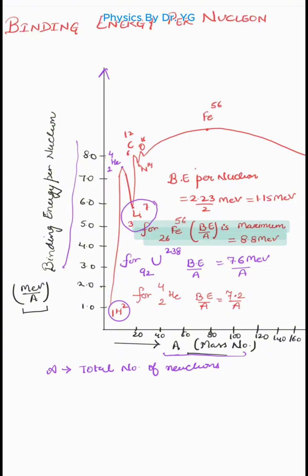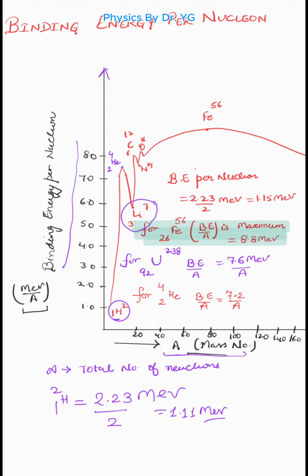in the nuclei. Like in this case of deuteron, it is 1H2. The binding energy for this is, I think, 2.23 MeV. Now we have to calculate the binding energy per nucleon, so we will divide it by 2, so it becomes 1.11 MeV. Okay, now this is the binding energy per nucleon for the case of deuteron.